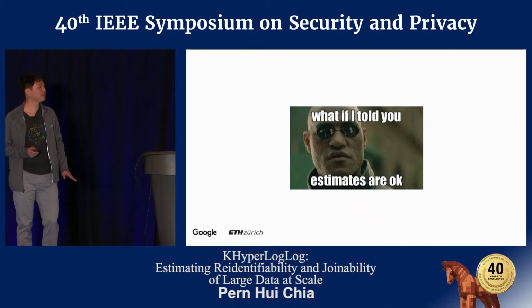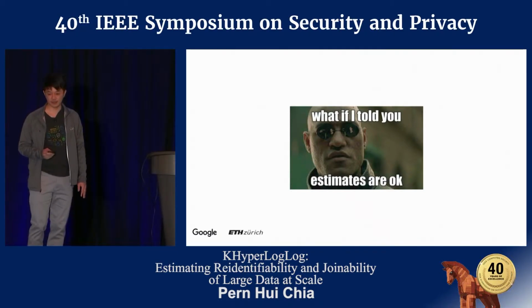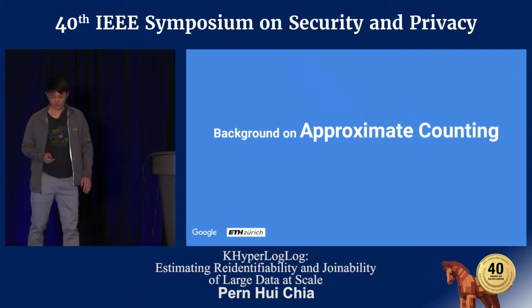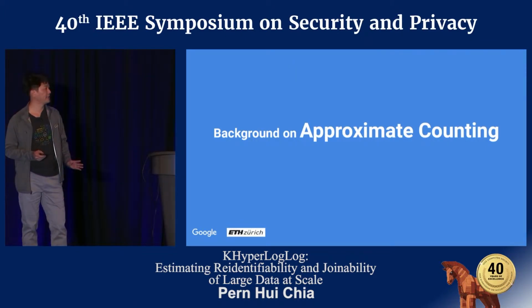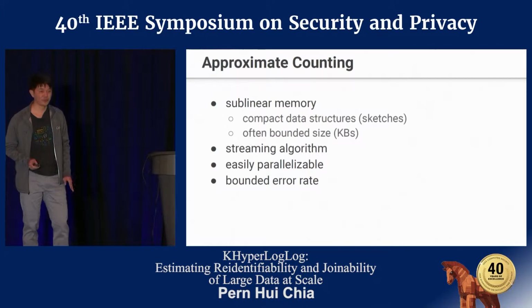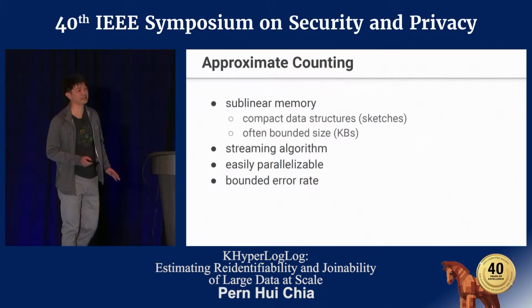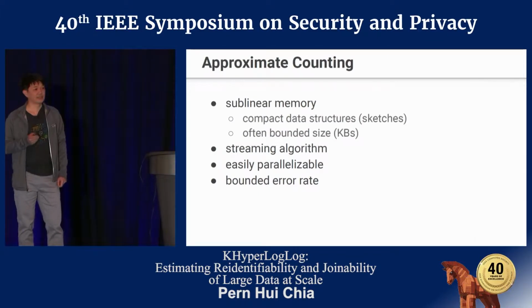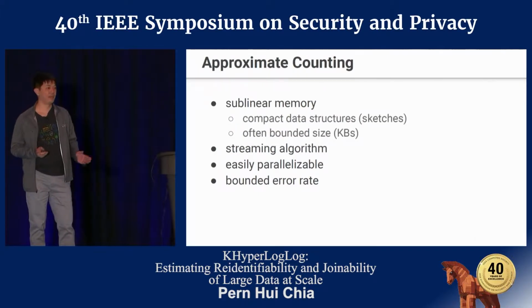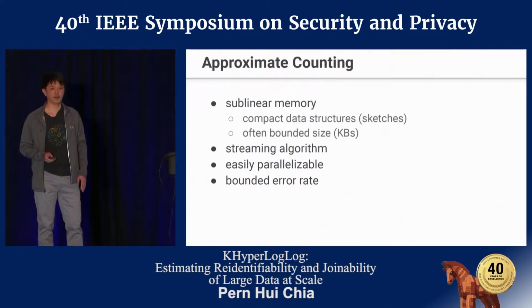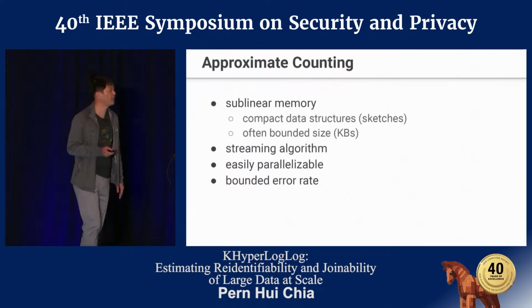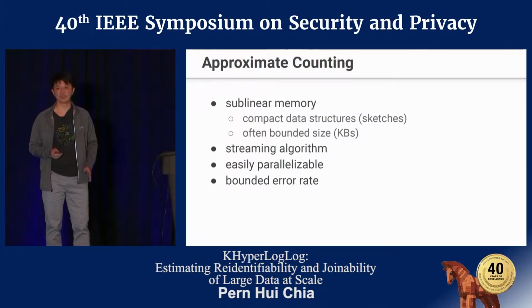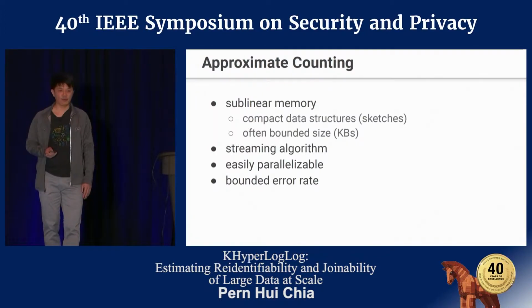Before I jump into describing KHyperLogLog, I will first give a background on approximate counting. These are a class of techniques that are memory efficient. They use compact data structures, also commonly known as sketches. The size of the sketches is often bounded and measured in the order of kilobytes. Approximate counting algorithms are often streaming algorithms, which makes them easily parallelizable, and they often come with a bounded error rate.